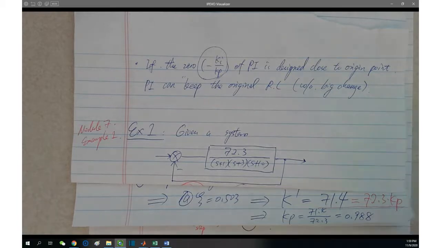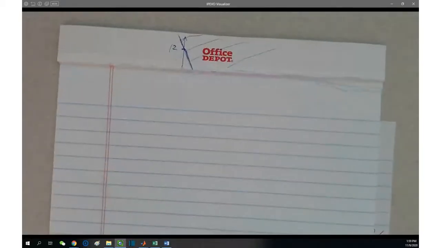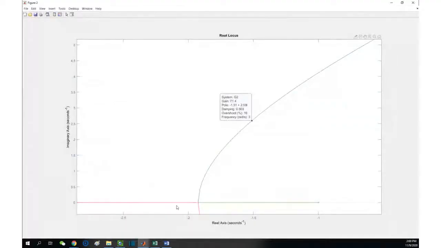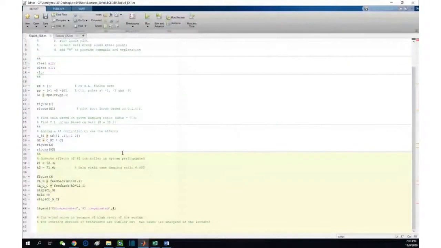All right, we are going to move on. This is example one. It basically touches base on the PI controller. It's not PID yet. And of course, the last question is asking for what? Plotting both the uncompensated system and the compensated system step response, right?